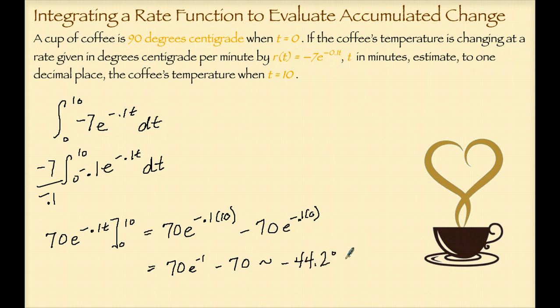-44.2 degrees centigrade. This represents the accumulated drop in temperature of the coffee from 90 degrees at t equals 0 to the temperature it is now. Since we started at 90 degrees, subtracting 44.2 gives us a final temperature of 45.8 degrees centigrade.